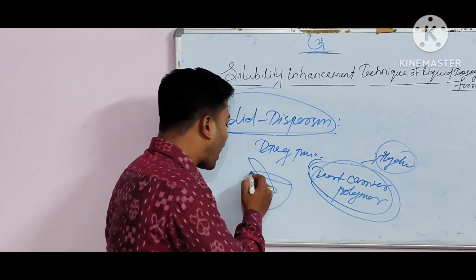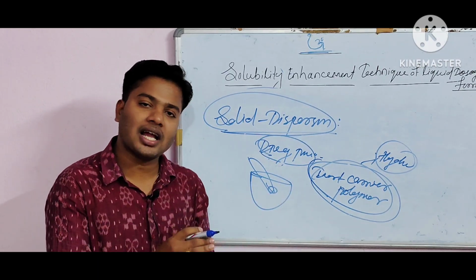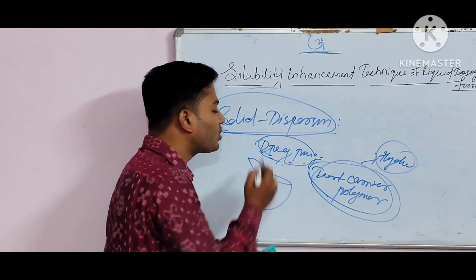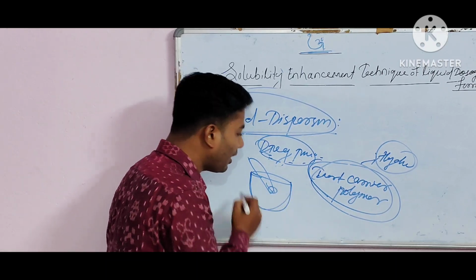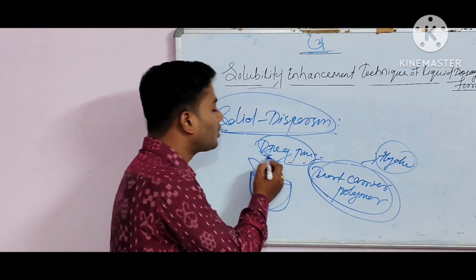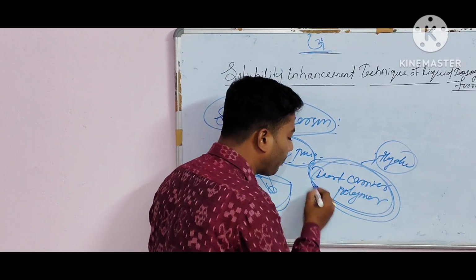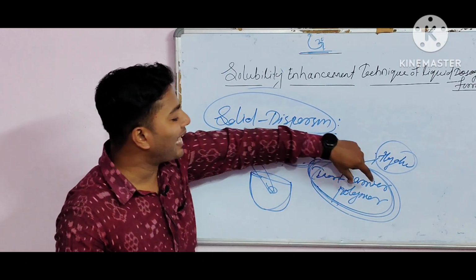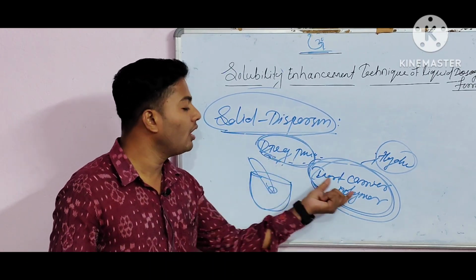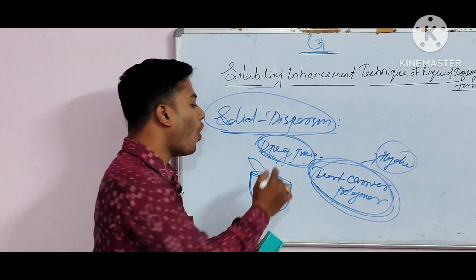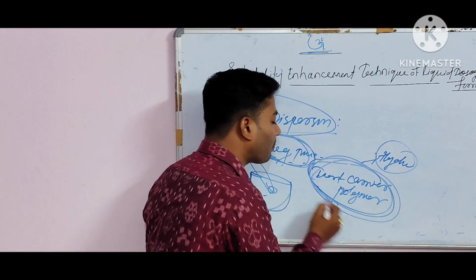Clear? And when you triturate thoroughly inside the mortar and pestle, there is a reduction in particle size, and due to the reduction in particle size, it increases the surface area. Also all the drug particles are uniformly dispersed inside the inert carrier polymer. That means the carrier polymer holds the drug particles, that means all the drug particles are dispersed inside the carrier polymer.